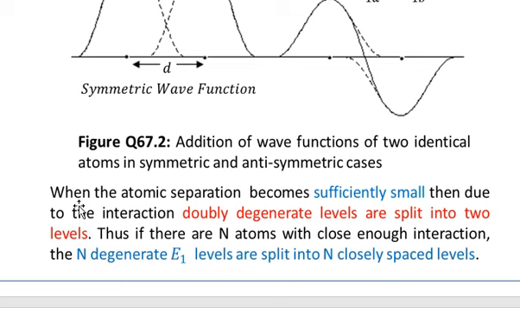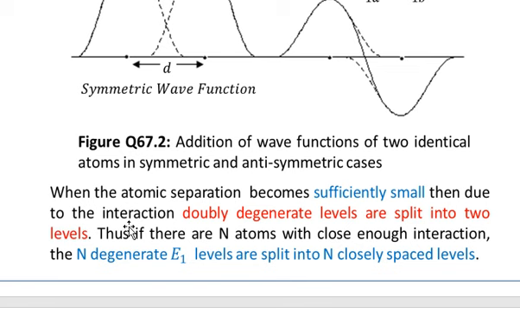So again, read this, it is important. When the atomic separation becomes sufficiently small, then due to the interaction, doubly degenerate levels are split into two levels. Before that, when the separation is large, both will have the same energy. That is, we have two atoms and both atoms are in the same level with the same energy E1. So both atoms have energy E1 and E1. That is, both are in the ground states.